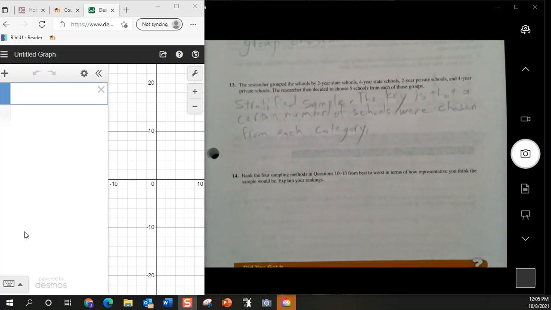It says rank the 4 sampling methods in questions 10 through 13 from best to worst in terms of how representative you think the sample would be. Explain your rankings. Now, this is a personal choice, so I'm not going to write out a ranking because your ranking might be different from mine. This is all up to you. This isn't a right or wrong answer. So you can rank them however you think which one would be the better.